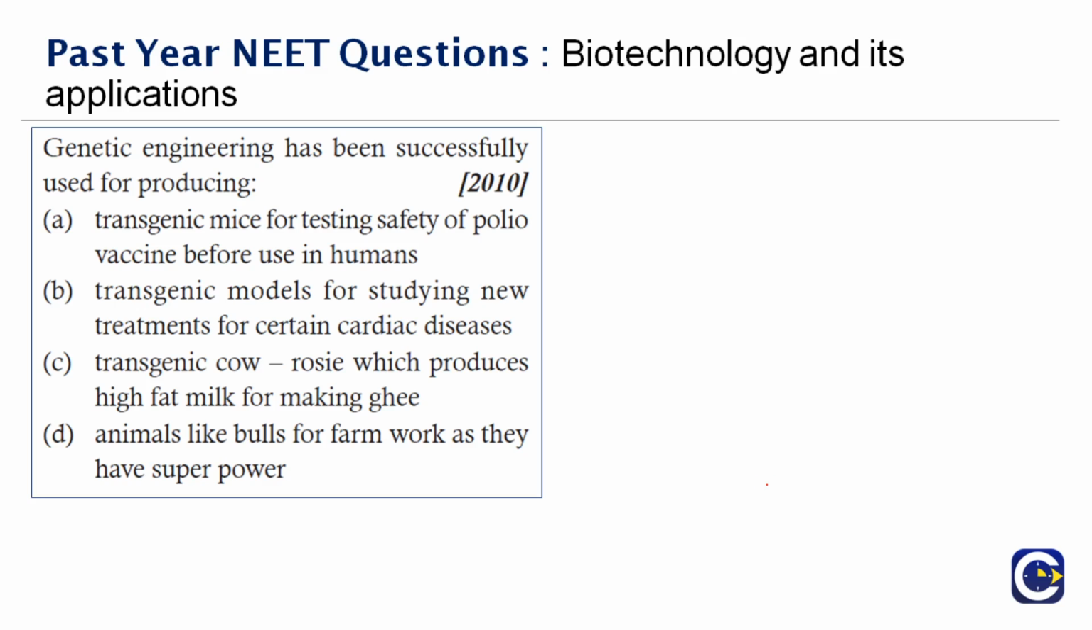Next question here. Genetic engineering has been successfully used for producing dash. You have to analyze the statements here. Transgenic mice for testing safety of polio vaccine before use in humans. Transgenic models. Then you have transgenic cow Rosie, which produces high-fat milk for making ghee. Animals like bulls for farm work as they have superpower. The right answer to this question is option A and B. While transgenic Rosie is actually a cow, restriction enzymes cut the DNA at specific sites.